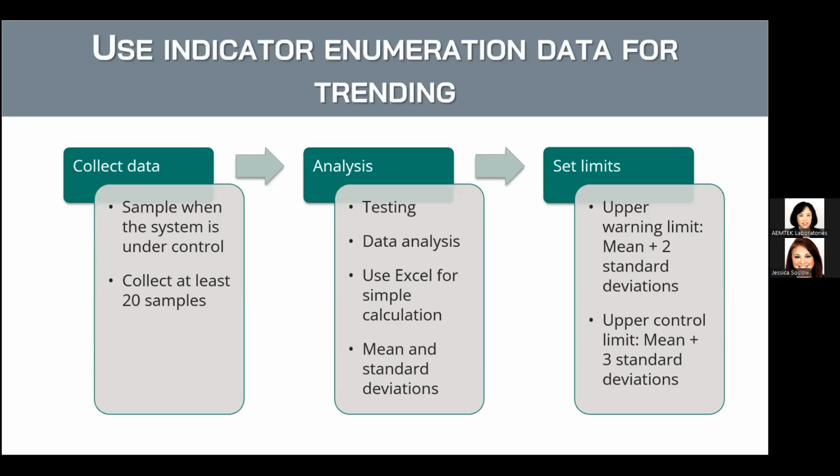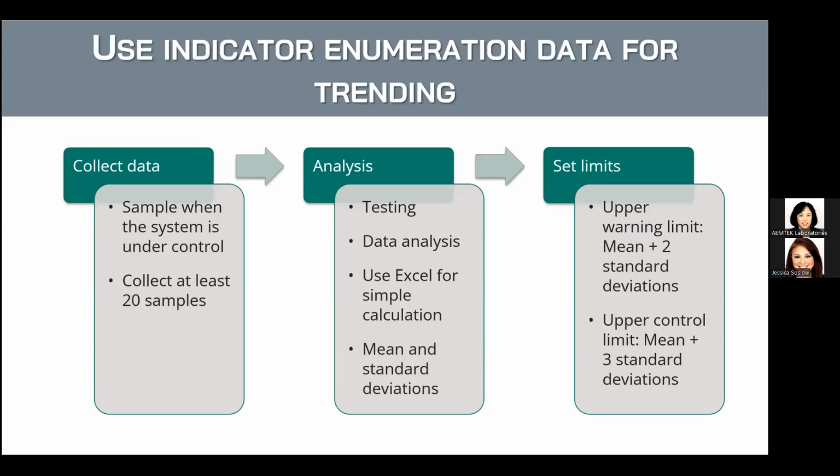In some operations, you don't see Listeria positive results often enough to do meaningful trending. In this case, you can use enumeration tests of indicator organisms for trending. This is especially useful to evaluate the effectiveness of sanitation. There can be three steps involved in this practice. First, you collect data. You sample where the system is under control, and you collect at least 20 sets of samples, so you establish the baseline.